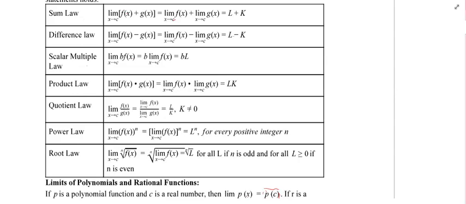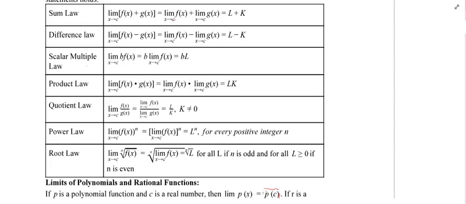Today we will talk about limits. Let us first look at some of the limit laws. Sum law. The limit as x approaches c of f of x plus g of x is equal to the limit as x approaches c of f of x plus the limit as x approaches c of g of x.